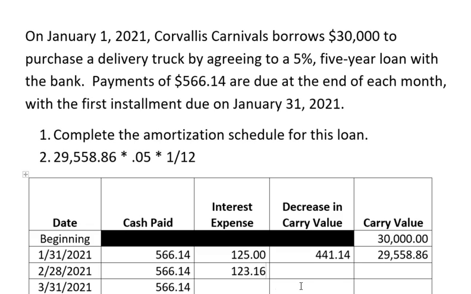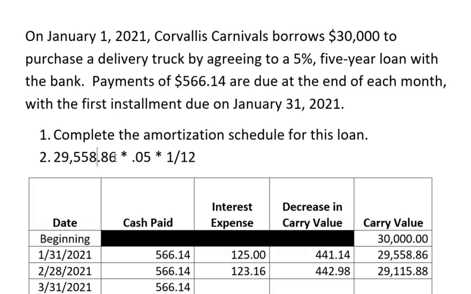$123.16. Now, how much is going to decrease our balance? Well, we take the $566.14 and subtract the $123.16, so that means $442.98 will go to reduce our debt. We owed $29,558.86, so that means we have left $29,115.88.